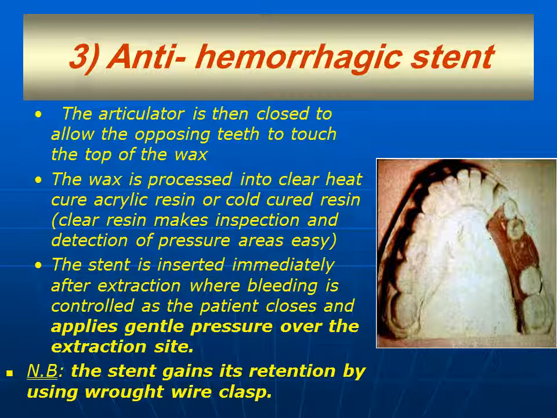The wax is processed into clear heat cured resin or cold cured resin. Clear resin is very important. Why? Because inspection and detection of pressure areas is very easy. The stent is inserted immediately after extraction, where bleeding is controlled as the patient closes and applies gentle pressure over the extraction site. Therefore, the effective pressure will keep the wound safe until the late coagulation mechanism starts. The stent gains its retention by using wrought wire clasps to be retained in place.